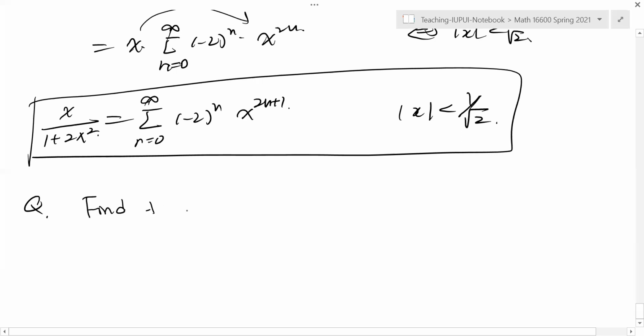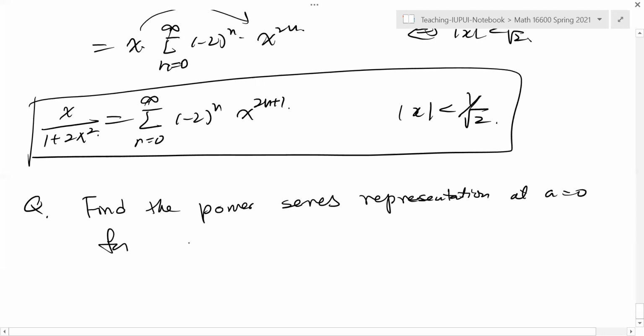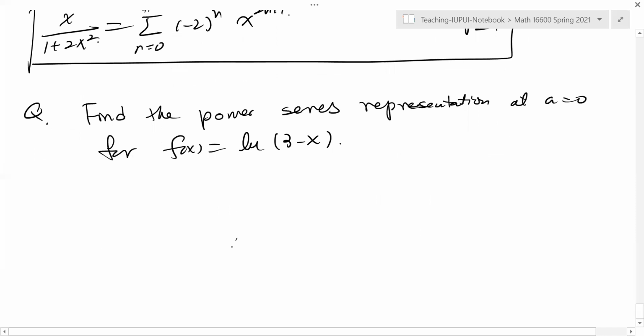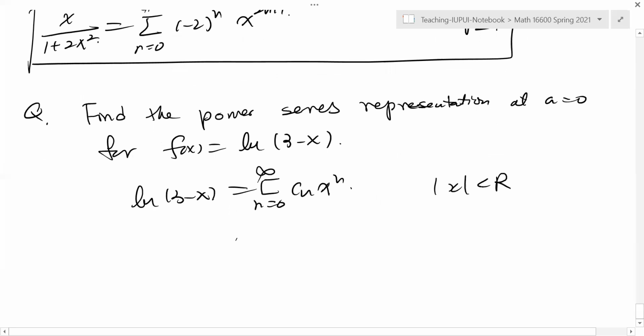Find the power series representation at a equals 0 for this function. So that means I'm trying to find something like that, right? And then for some r, I want to show this is true.